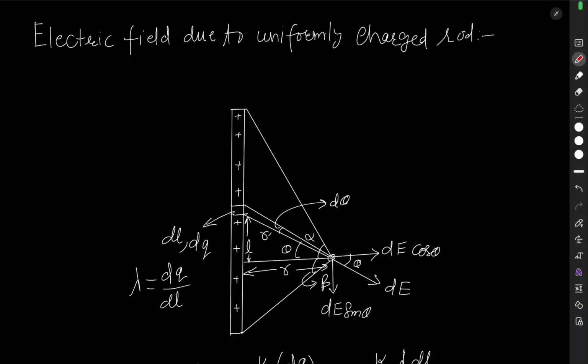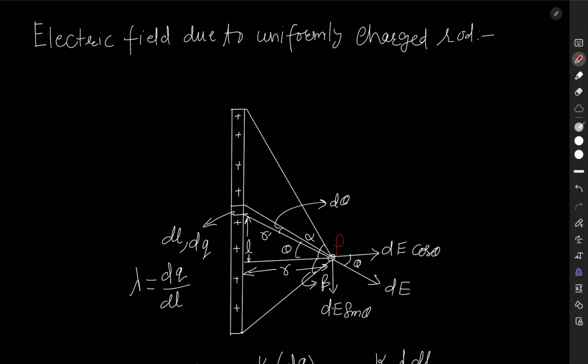So here we are going to find out the electric field due to a uniformly charged rod. Here we can see this is the uniformly charged rod on which positive charge is uniformly distributed. Let the linear charge density of this rod be lambda. At this point P, we are going to find out the electric field due to this rod.